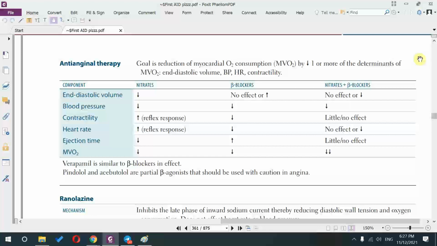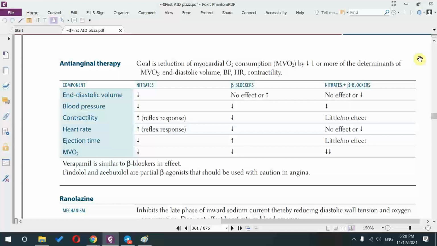So anti-anginal therapy. The goal is the reduction of myocardial O2 consumption by decreasing one or more of the determinants of MVO2, which is the myocardial O2 consumption. So what controls the O2 consumption of our heart? The first one is the end diastolic volume. The more your end diastolic volume, the more or the less the O2 consumption? Tell me. If I have a lot of blood inside of my heart, well, yes, exactly, it's more.